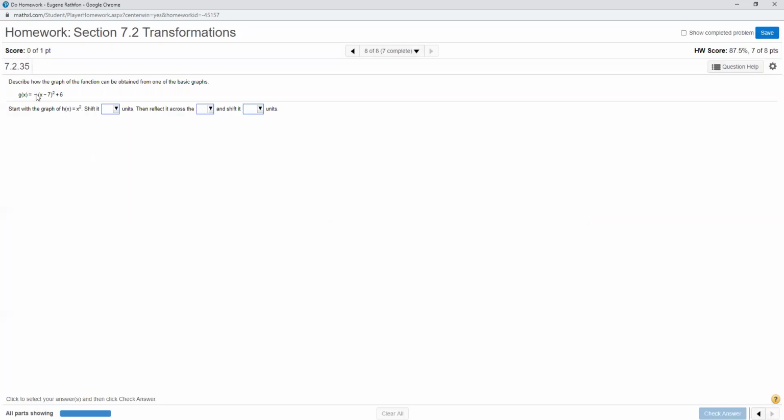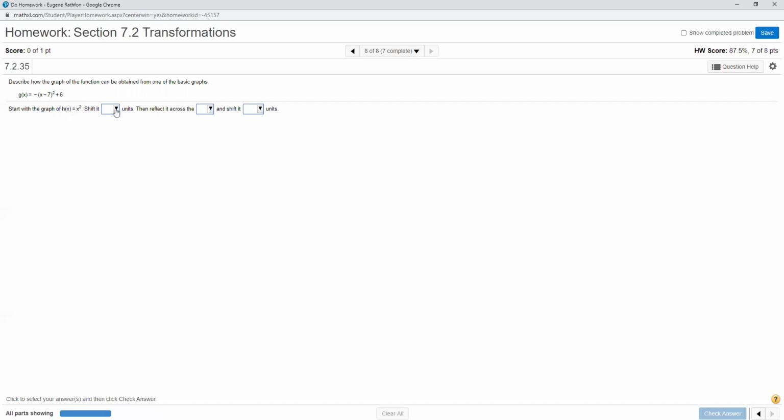Look at that. It's got a negative in the front, which is going to reflect me across the x-axis. It's got a negative 7 inside the parentheses, which is like an A. And since that 7 is negative, it's going to move me right 7. And then here's my B at the end. And since that's a plus 6, it's going to move me up 6 units.